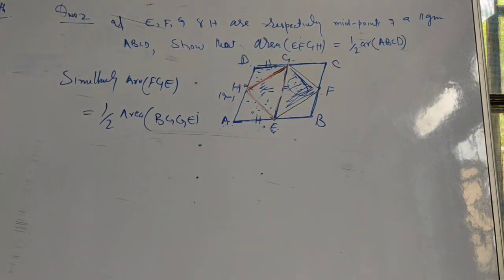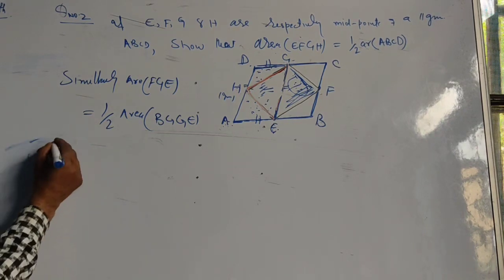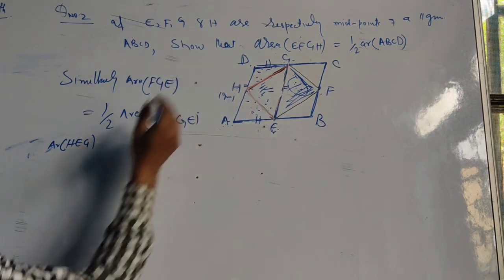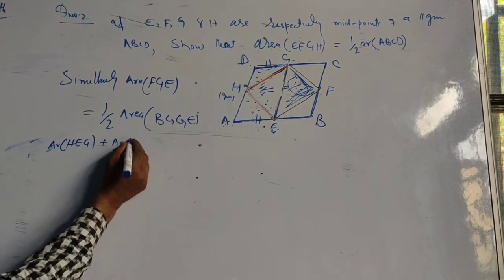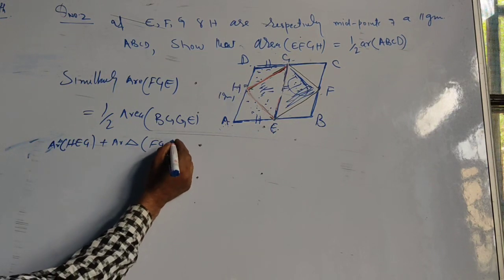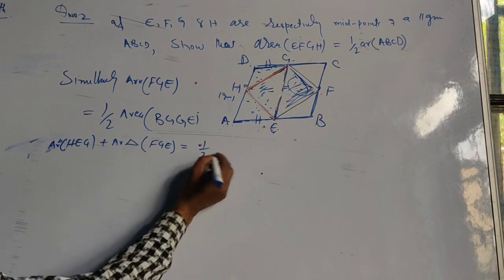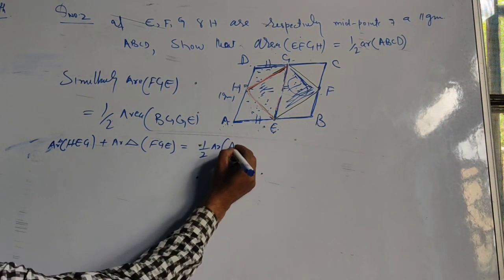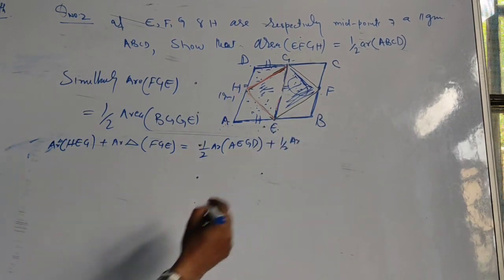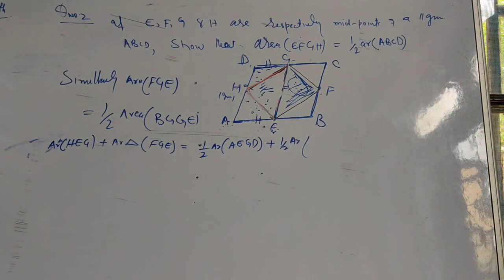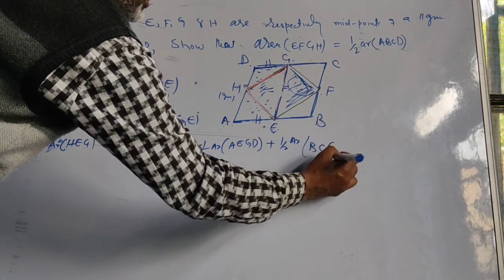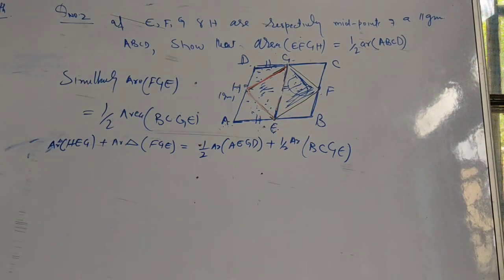When we add these two, we get area triangle HEG plus area triangle FGE is equal to one half area of parallelogram AEGD plus one half area of parallelogram BCGE. By adding we have this.